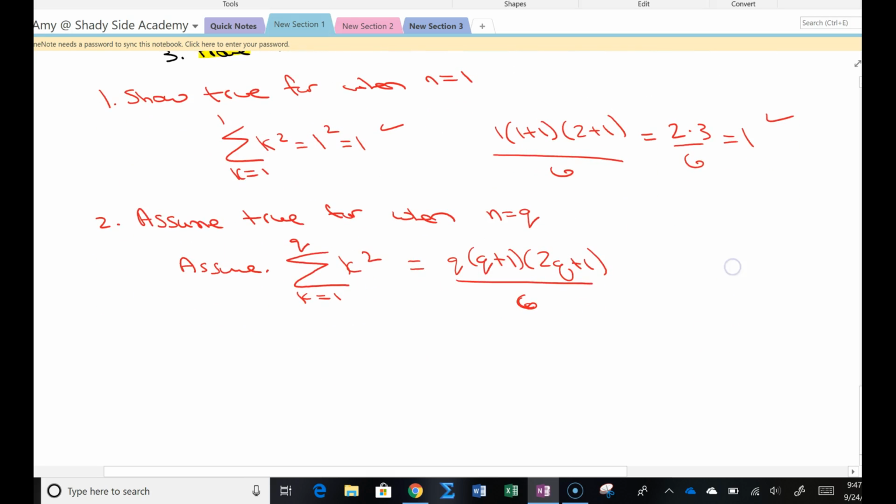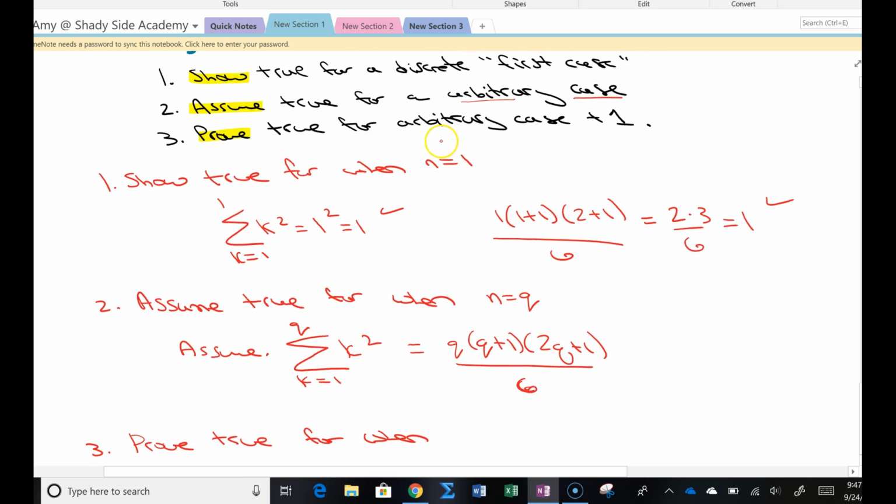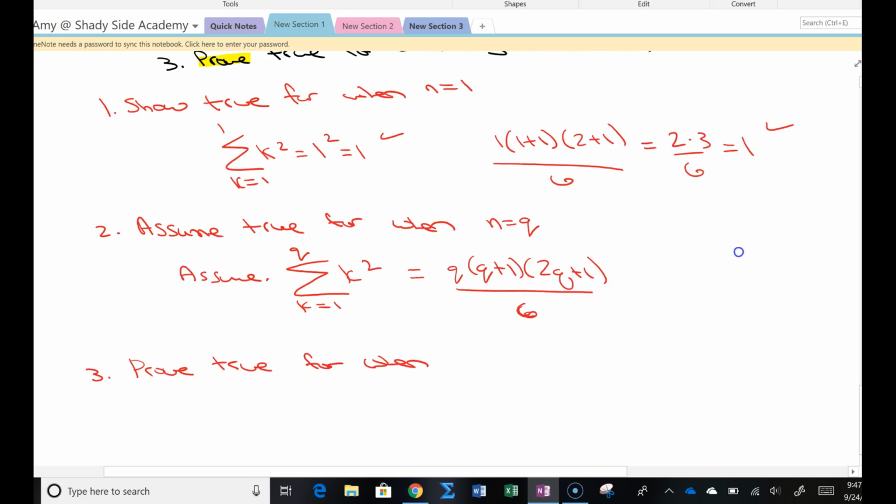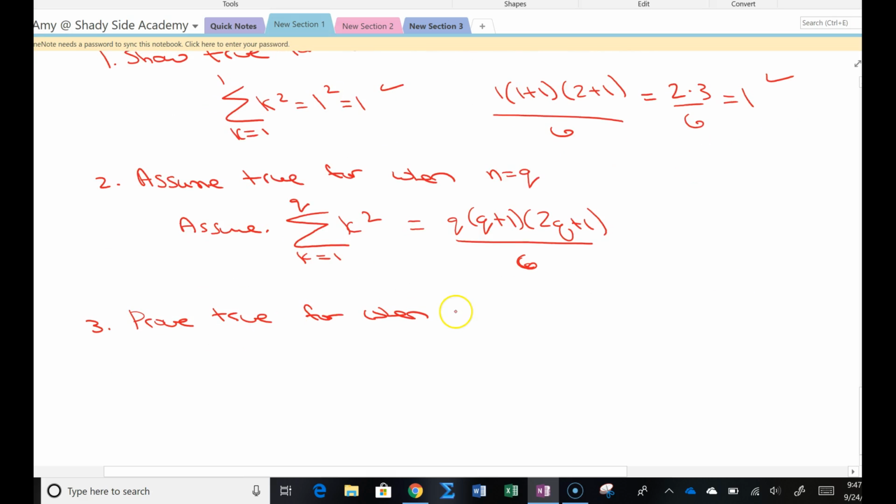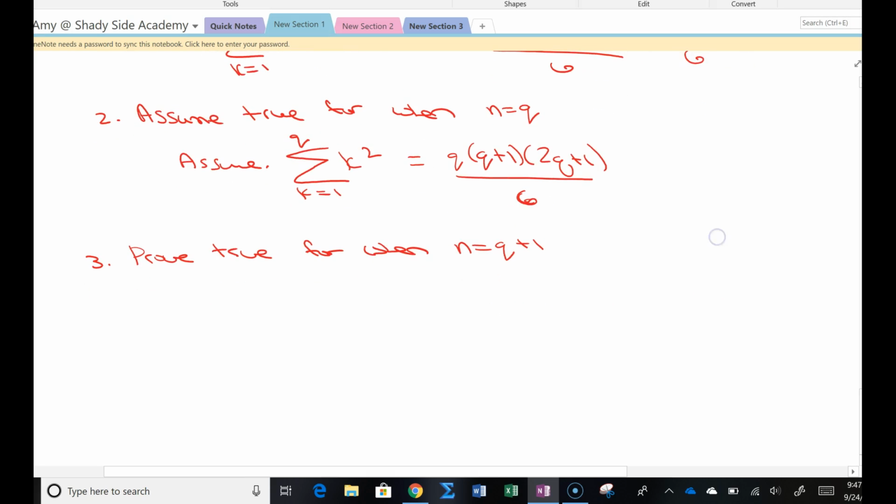All right. Here is the third step. The third step is pretty much the critical step from proof by induction. I have to now prove this is true for when the arbitrary case plus 1 is the value for n. I have to prove true for when n equals the arbitrary case plus 1. So I have to now prove that the summation from k equals 1 to q plus 1 of k squared equals what, everyone?